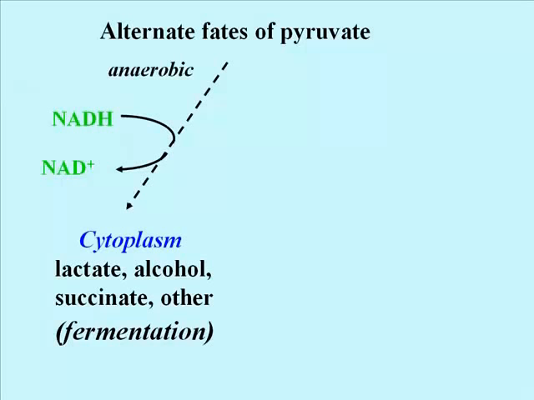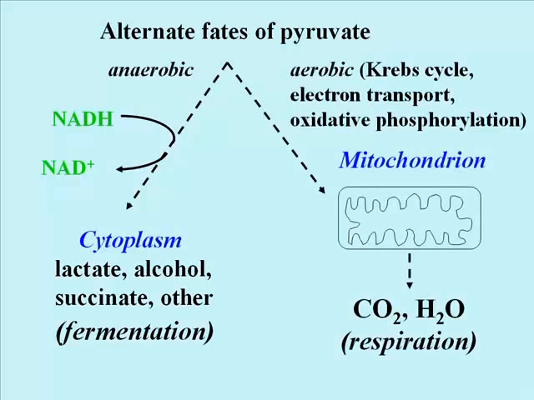At the end of a fermentation, there will have been several redox reactions, but in fact no net oxidation of carbohydrate. On the other hand, in aerobic organisms, or in cells under aerobic conditions, pyruvate will be completely oxidized to carbon dioxide and water by respiration in mitochondria.